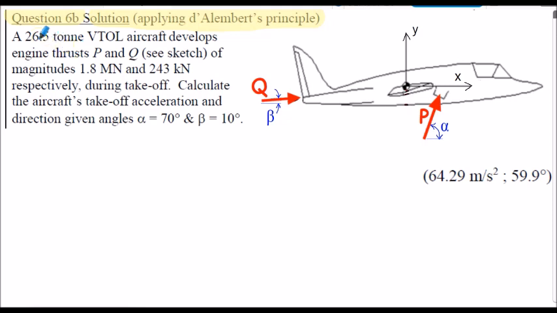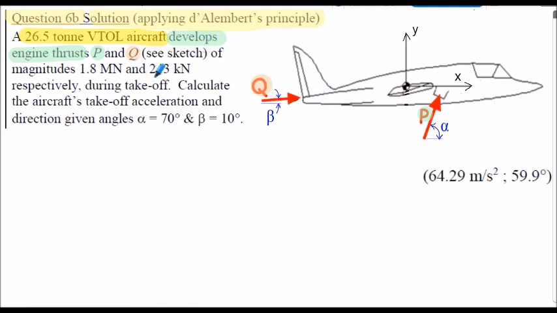So question 6b, we have a 26.5 tonne vertical takeoff and landing aircraft which develops engine thrusts labelled P, shown here, and Q, shown here in our sketch.